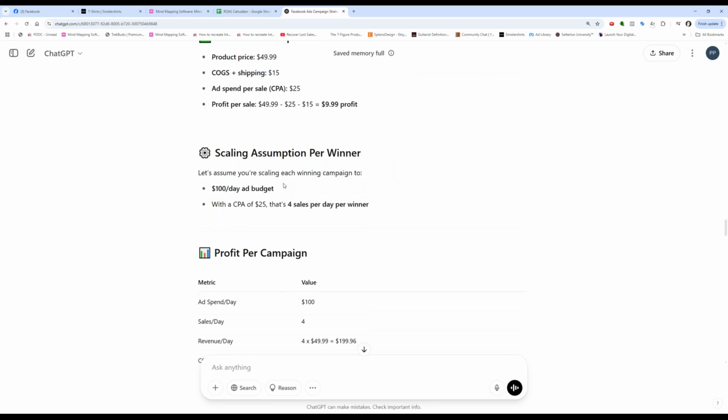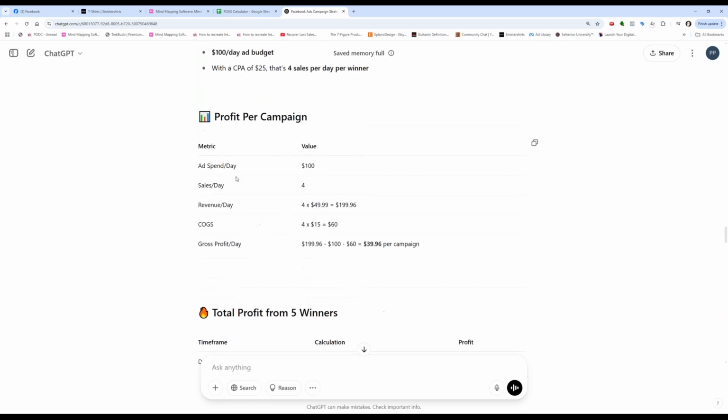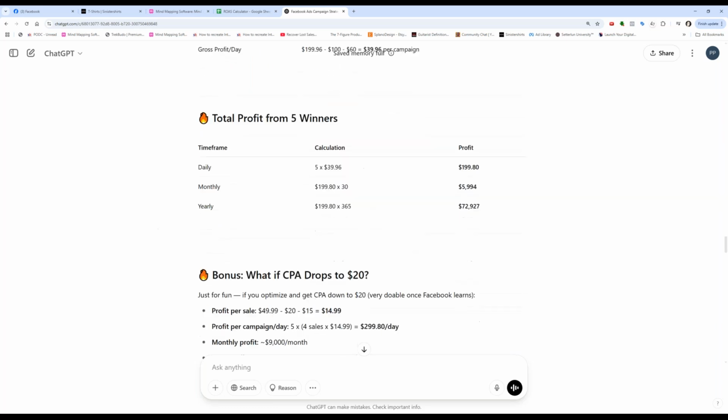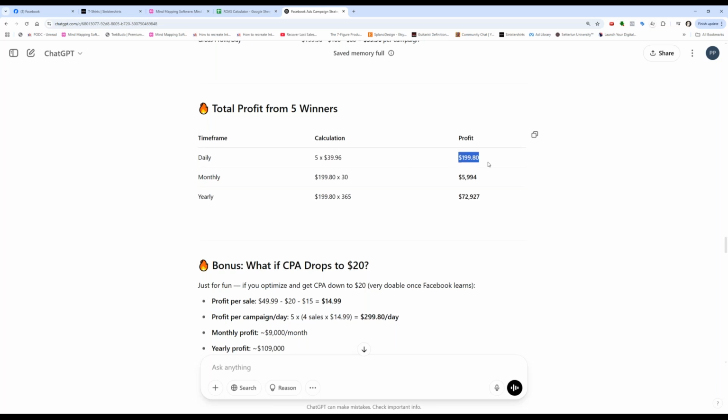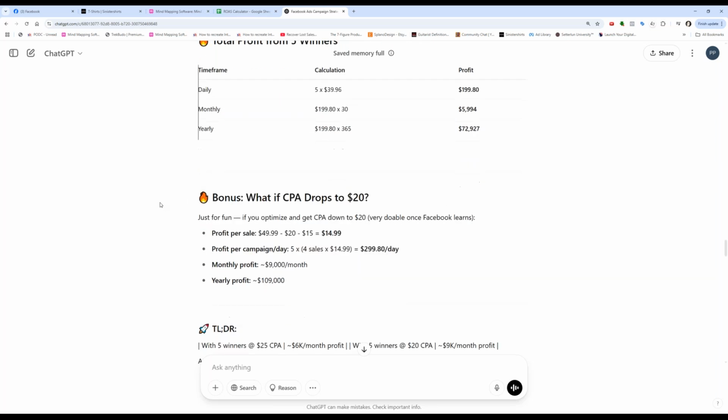Okay, goes through that again. Scaling assumption. And so they are saying that I'm going to take that 25 and I'm going to raise the budget to $100 per day. I'm fine with that. Okay. And then they say the ad spend's 100, sales per day is 4, revenue per day is 200, cost of goods sold, this is per campaign, is $60. Gross profit is basically $40 per campaign per day. So if you have 5 of them, now you're at $200 profit per day, 6,000 per month, almost 73,000 per year on that one. And then they said, you know what?